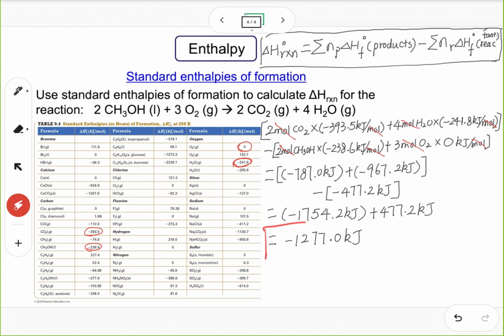All right, so as you can see, instead of doing a chemical reaction to find out the delta H reaction at standard states, we can just use the standard enthalpy of formation of those reactants and products to find out the delta H reaction at standard states for this reaction. Okay, so it's much easier and much faster. All right, we'll do more practice.